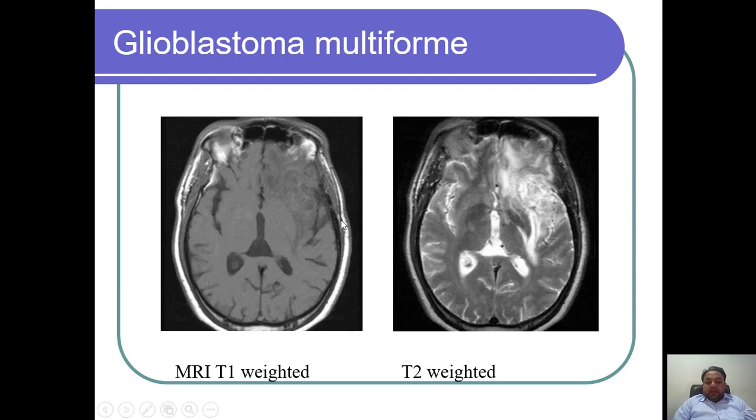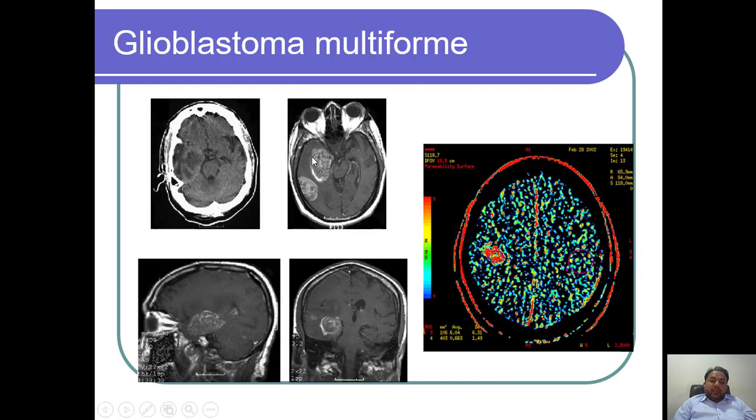This is MRI brain T1 and T2. This is the tumor on T1 showing mixed density lesion, and on T2 the tumor is hyperintense and with the central necrotic components seen here. This is CT brain of glioblastoma multiforme, and this is MRI contrast of the same patient showing dense contrast enhancement of the lesion. Here is also a contrast enhancing lesion of glioblastoma multiforme.